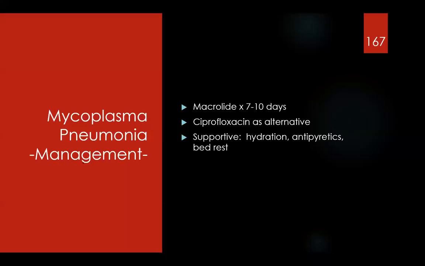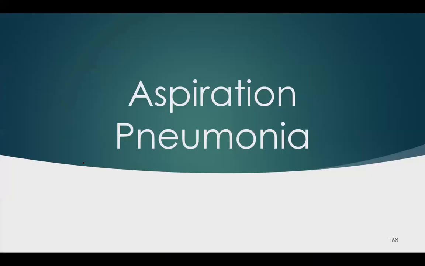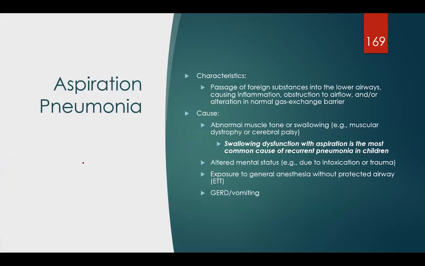How do we treat this? Well, we want to give these patients a macrolide for 7 to 10 days. Ciprofloxacin is an alternative. We want to support them with hydration, antipyretics, and bed rest. Aspiration pneumonia: basically somebody aspirates into their lungs. The epiglottis doesn't catch it before it goes down into the lung tissue. It is the passage of foreign substances into the lower airways causing inflammation, obstruction to airflow, and abnormal gas exchange. Abnormal muscle tone or swallowing can cause this.